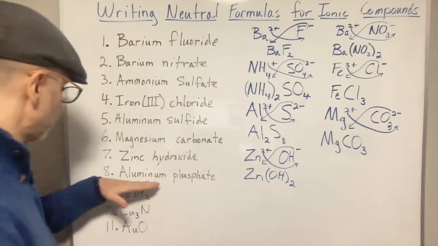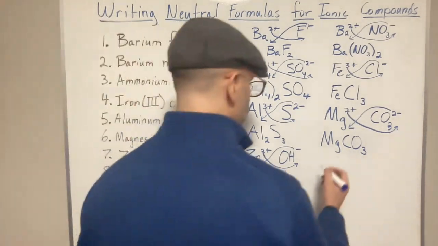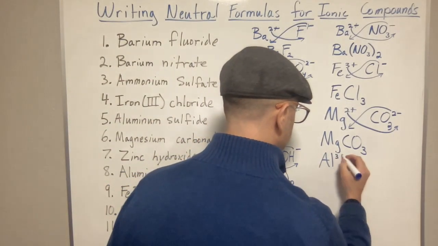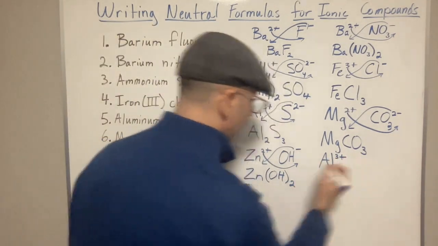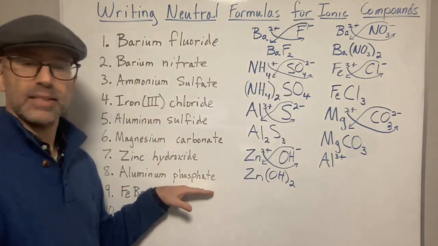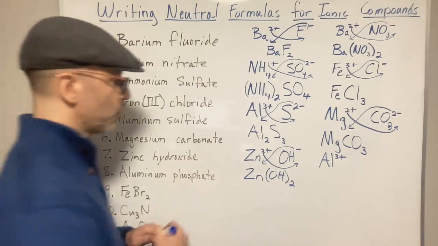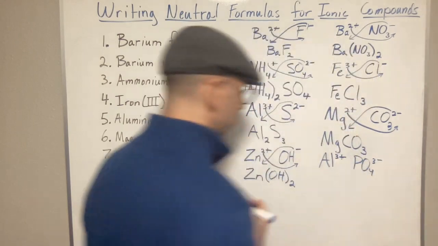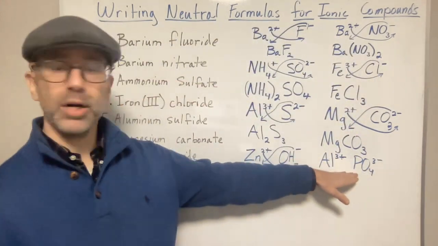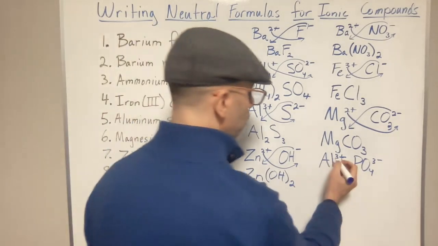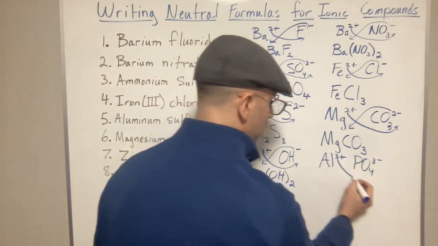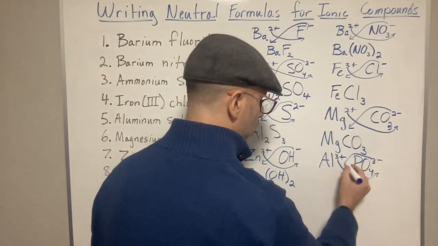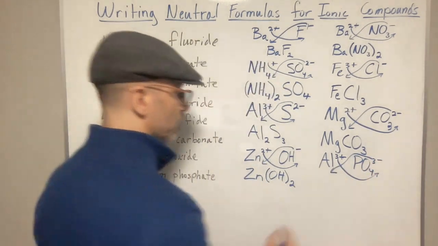Okay, the last one, aluminum phosphate. So again, aluminum is in group 3, so it's going to have a 3+ charge. And phosphate is again a polyatomic ion you need to know. That's going to be PO4 3-. And again, we're going to do the crisscross method. So the 3 for the aluminum becomes a 3 for the phosphate, and the 3 for the phosphate charge becomes a 3 subscript for the aluminum.